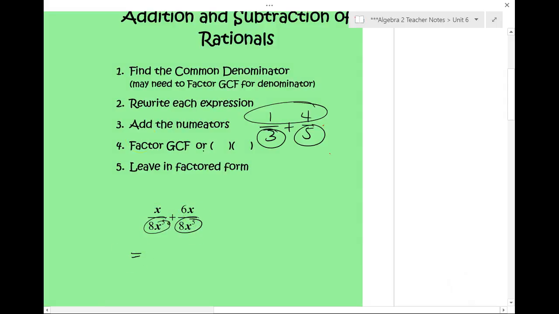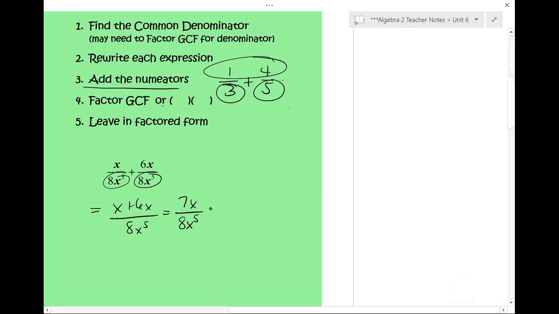So we can go ahead and skip to step number 3, add the numerators together. So now I have x plus 6x on the top, and 8x to the 5th on the bottom, and I can add those like terms on the top. 7x over 8x to the 5th. And now I can cancel like factors. So I probably should have said cancel like factors here as the step after number 4.